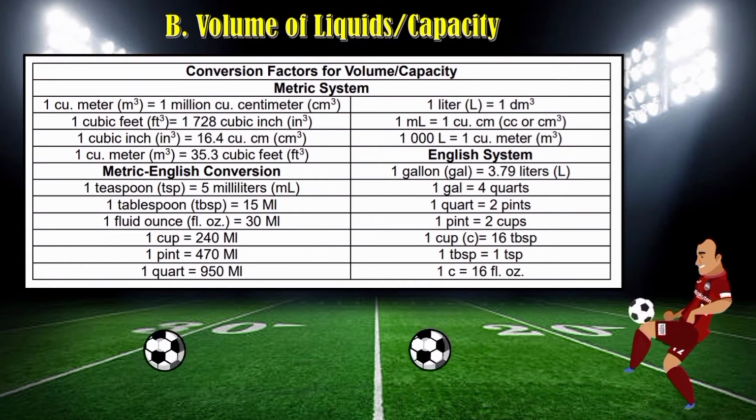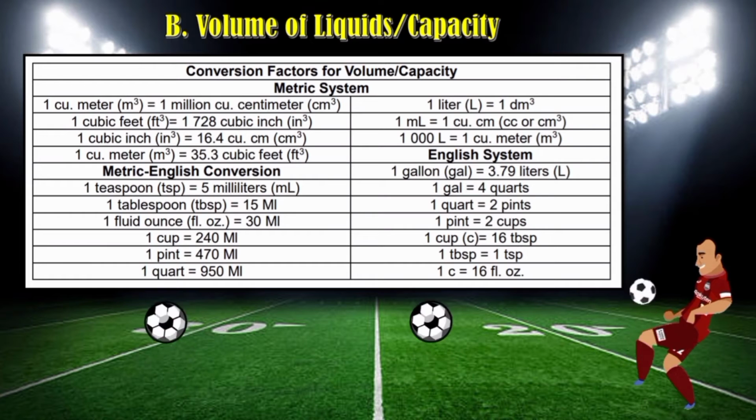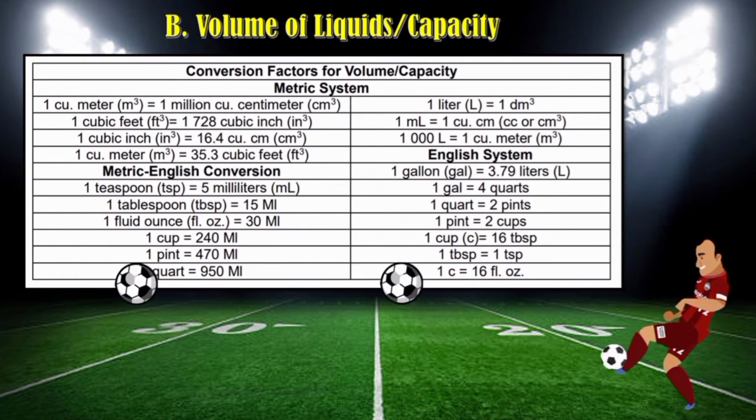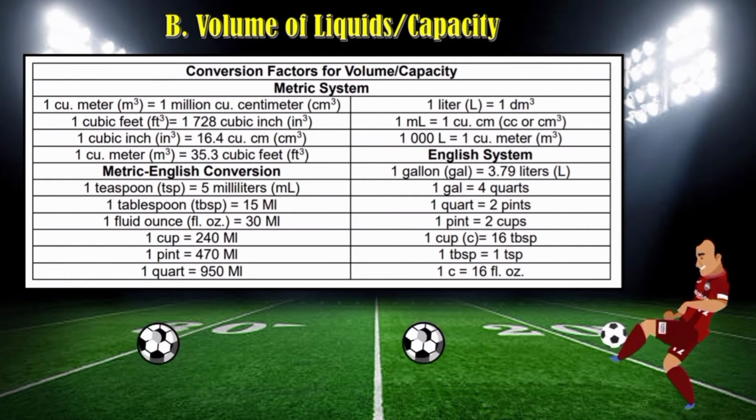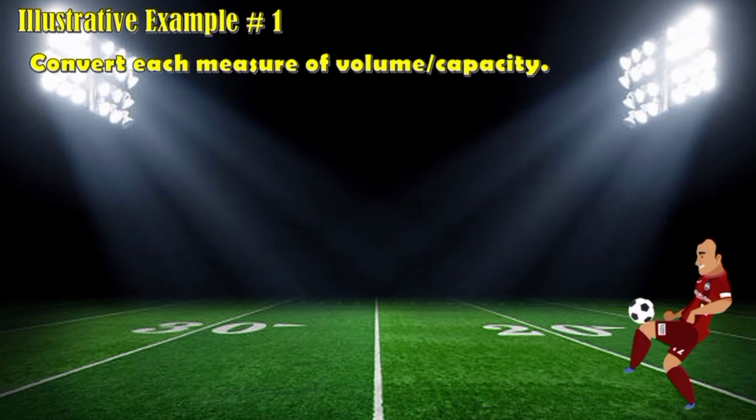1 quart is equivalent to 2 pints. 1 pint is equivalent to 2 cups. 1 cup is equivalent to 16 tablespoons. 1 tablespoon is equivalent to 3 teaspoons. And 1 cup is equivalent to 8 fluid ounces. Now let's try the following examples.